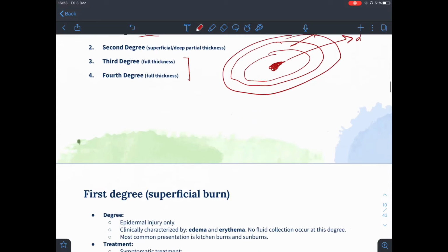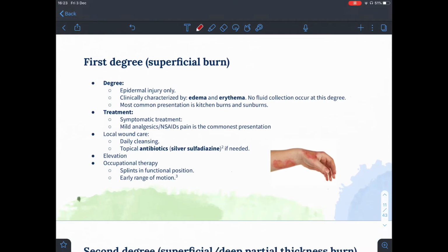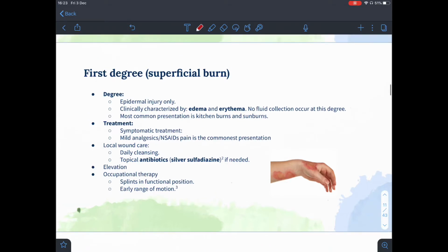نجي بالتفصيل عليهم. so first degree burn تكون بس للأبيديرمس، الإنجري في أول طبقة من السكين فقط، وكلينيكلي نشوف إديما and إريثيما، ما نشوف blisters أو fluid collections. so تكون بس السكين لونها أحمر. most common presentation is kitchen burns and sunburns. نفس ما قلت لكم يكون بس لون السكين متغير، ممكن يكون في انتفاخ لكن ما يكون في blisters أو تجمع الفلويد.